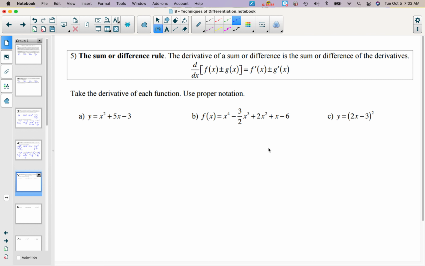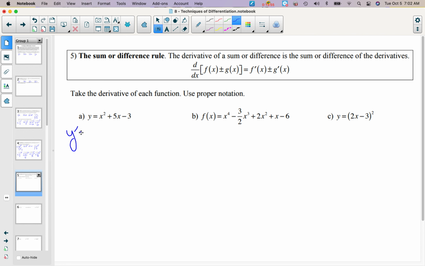So the next one, the sum or difference rule, it's almost intuitive, and that just says that if you are taking the derivative of a sum or a difference, you just can add or subtract the derivative of the parts. So for example, here I have 3 pieces. I have x squared, I have 5x, which remember is our single variable rule, and I have a constant. So I can just take the derivative of each piece and add here, subtract here.